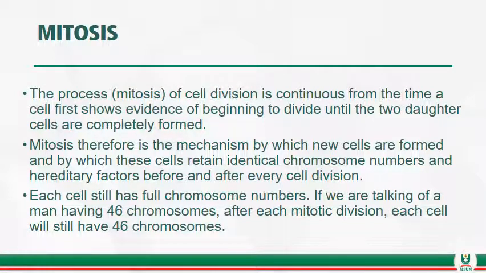So you can see that new cells are formed, and these cells retain identical chromosome numbers and heredity factors before and after every cell division. So every cell still has its full chromosomes. We are talking 46, then after the division, you still have 46. If the number is divided by 2, then it's not mitosis, it's meiosis. In meiosis, the cell division is into 4 daughter cells. So that is a different process entirely.